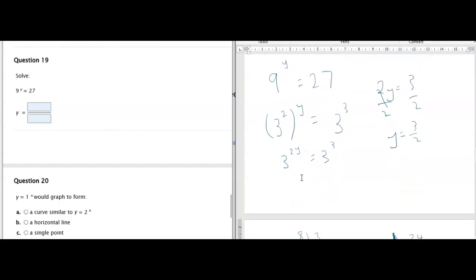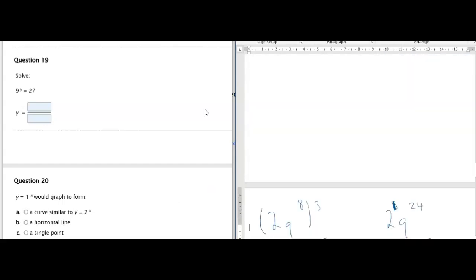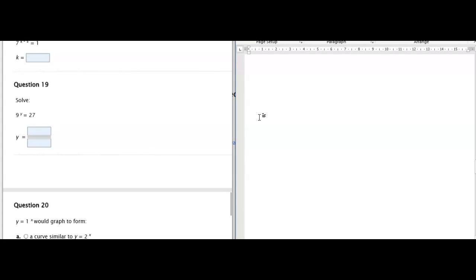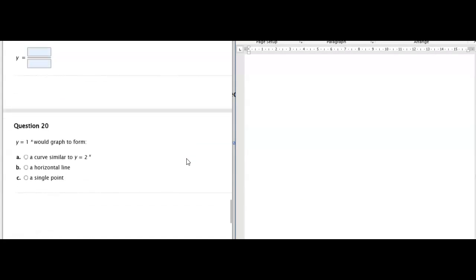All right, last question. Do we have space? Oh gosh, make a new page. Okay, so question 20. Y equals 1 to the power of x would graph to form, oh, okay. All right, this is a bit of a tricky question. I couldn't even read it properly.